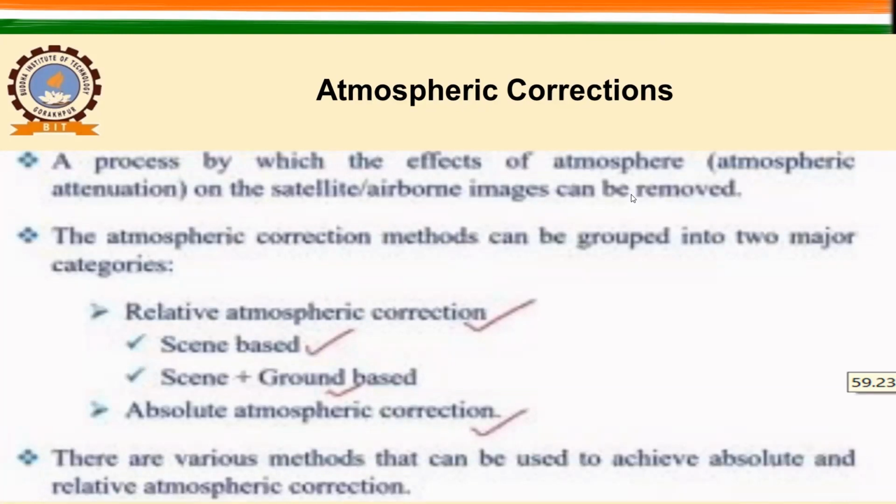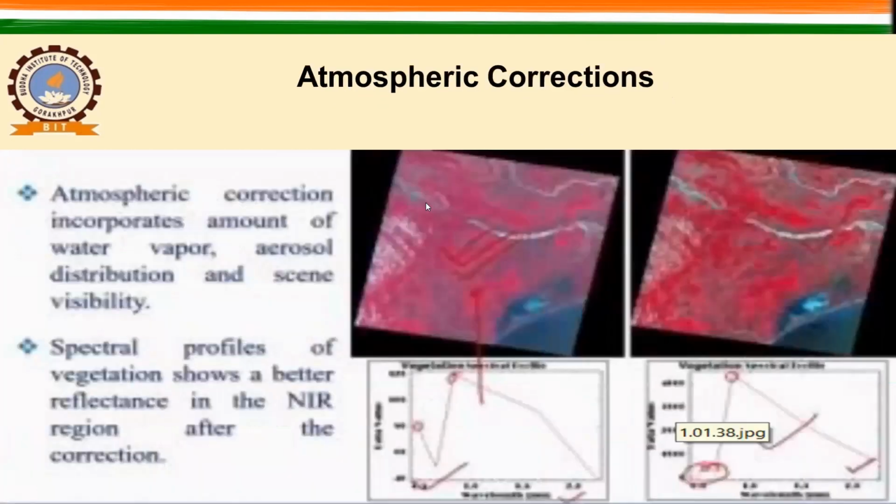some objects identified in the scene itself, and we have some information from the ground, and we correct the images. But in absolute atmospheric correction, we exactly measure the values of the atmospheric constituents during the acquisition of such images, and then we model the atmosphere, and then we remove all the values added by the atmosphere in the image. So there are various methods that can be used to achieve absolute and relative atmospheric correction that we will see subsequently.